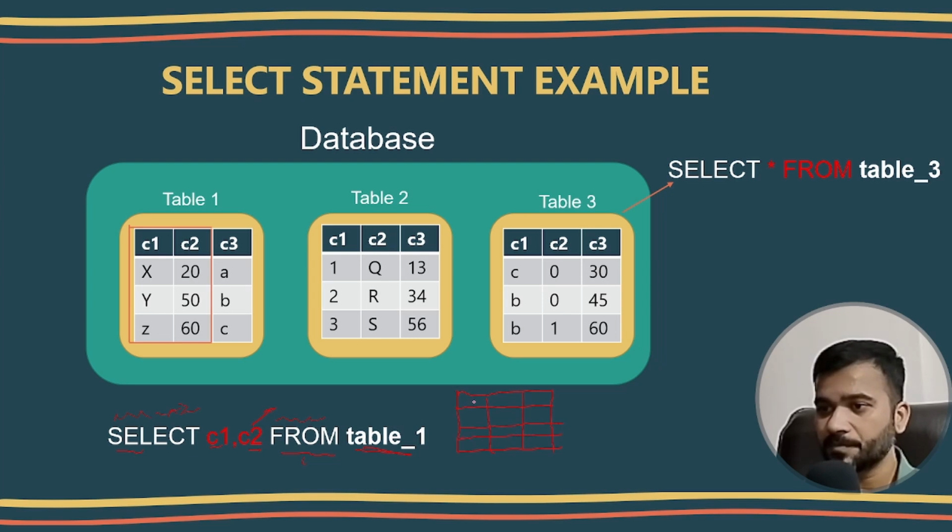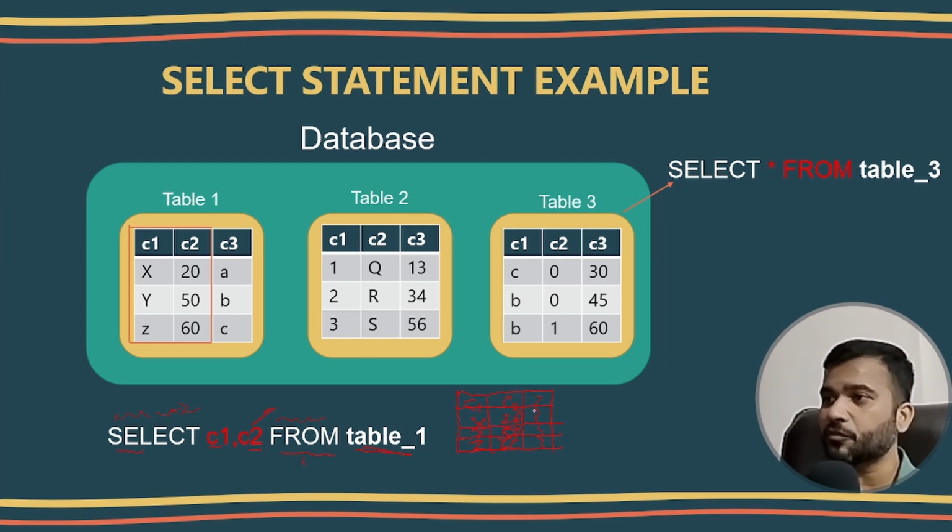Okay, so here we will get C1 and C2. In C3 we will get nothing. And X, 20; Y, 50; and Z, we will get 60. So these results we will get. We will not get the C3 column.